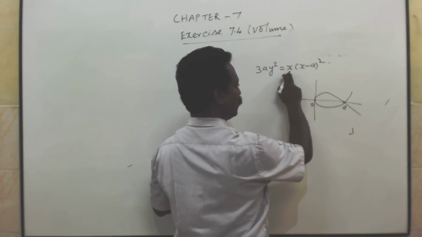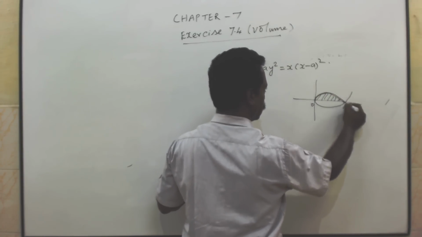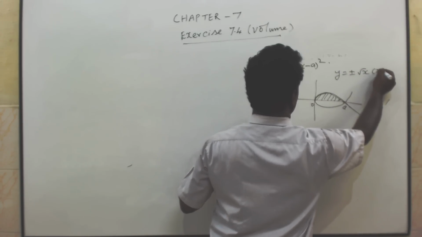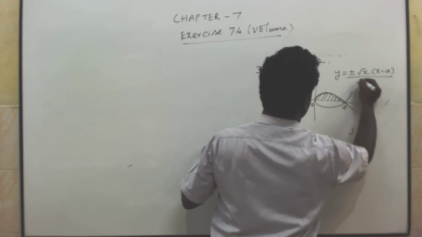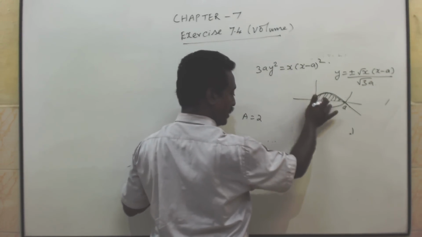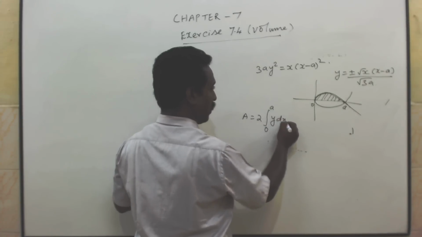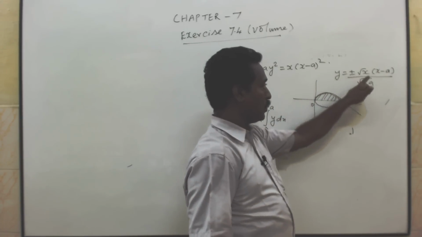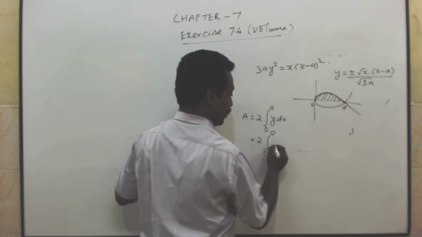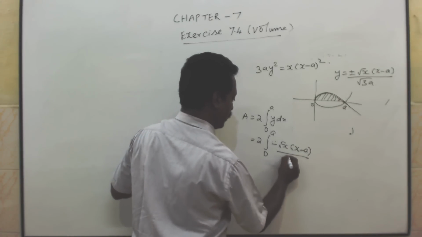In between 0 and a, substitute a positive value. So therefore, this area is multiplied by 2. So y square, y is equal to plus or minus root x into x minus a divided by root 3a. Area is y multiplied by 2, symmetric about the x-axis. Limit 0 to a, y dx. But here y is minus root x into x minus a, from 0 to a, this is the downward curve, minus root x into x minus a by root 3a.